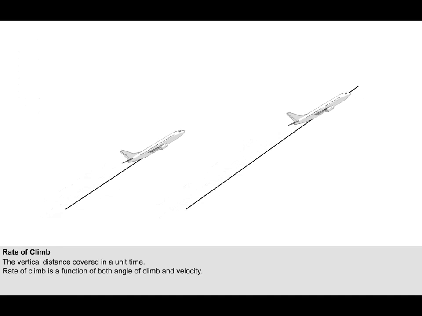Notice that over a given time, the aeroplane on the right climbs through a higher vertical distance than the aeroplane on the left. Therefore, the aeroplane on the right has a higher rate of climb. This demonstrates that forward speed is an important factor in the rate of climb.